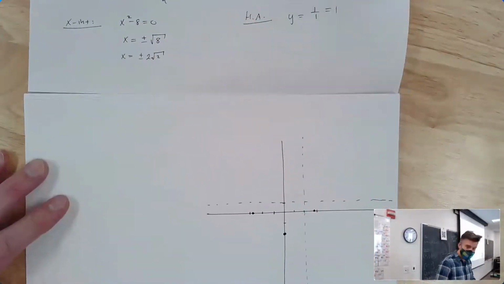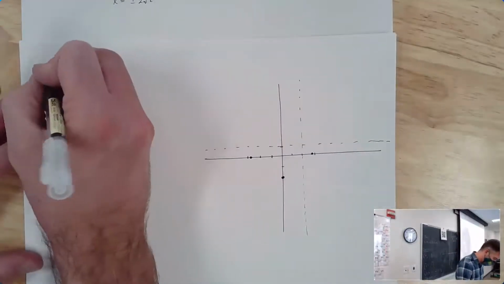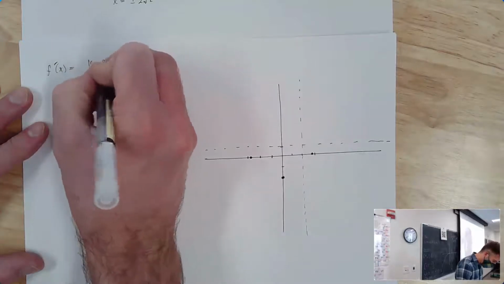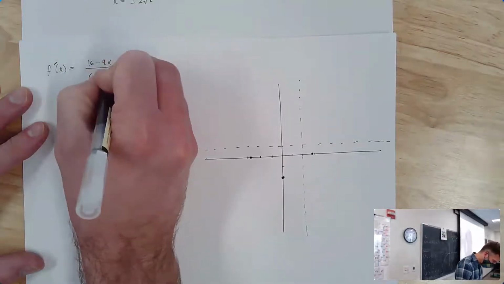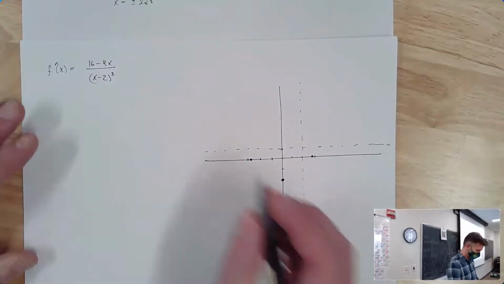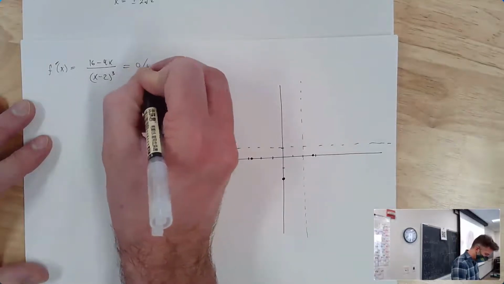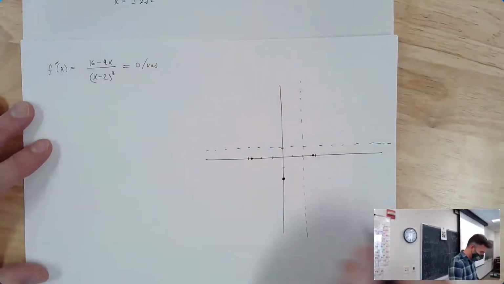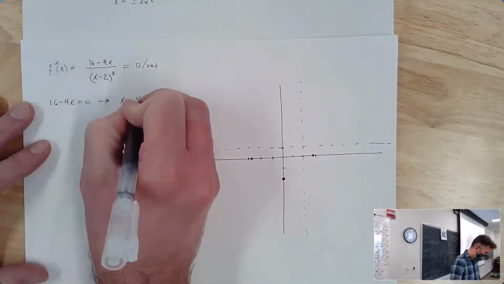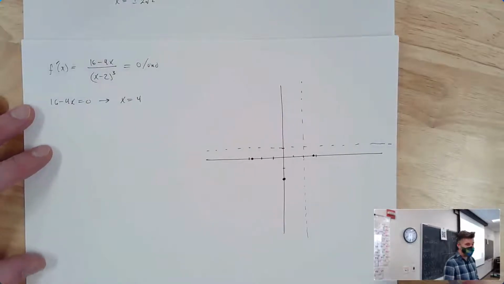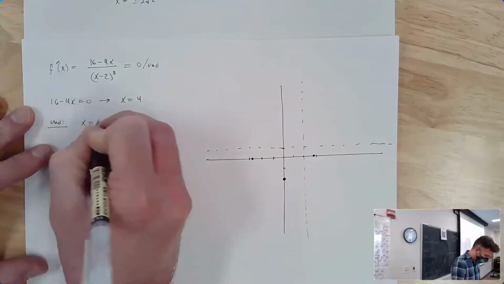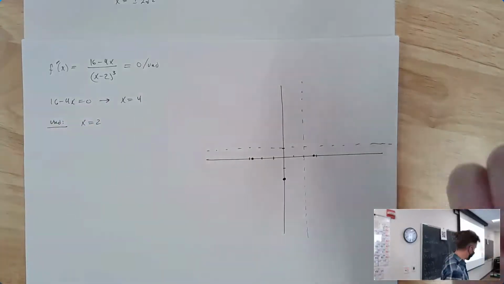Let's find the first derivative stuff. So again, my first derivative is 16 minus 4x over x minus 2 cubed. So critical points. Set this equal to 0 or undefined. Setting it equal to 0, you get 16 minus 4x equal to 0. You get x equal to 4. What makes this undefined? Well, x equal to 2. Now, something to point out here.